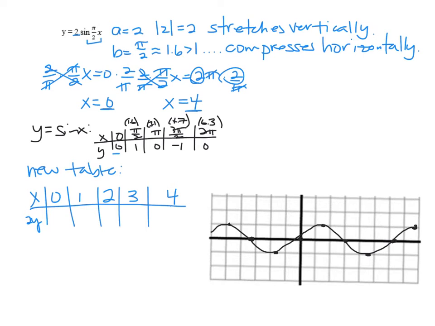We have 0, but 0 times 2 is 0. We have 1, 1 times 2, 0 times 2, negative 1 times 2, and then 0 times 2. Let's plot these points and see what happens to our graph.